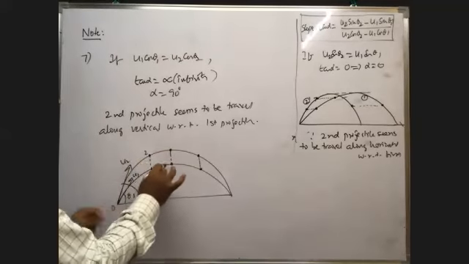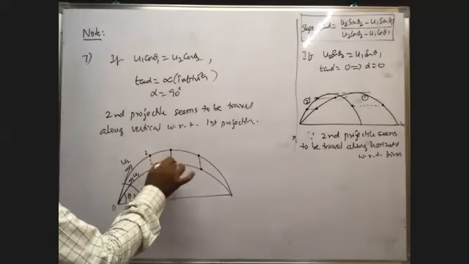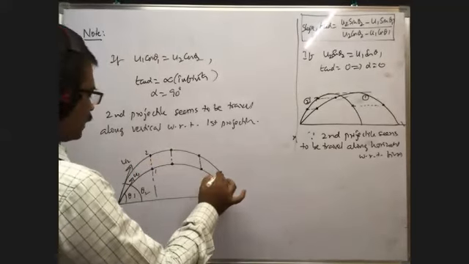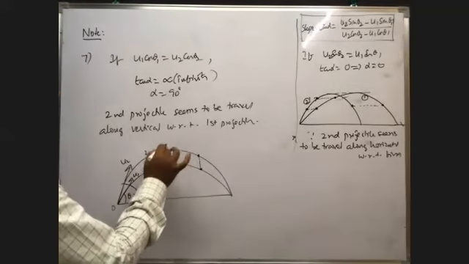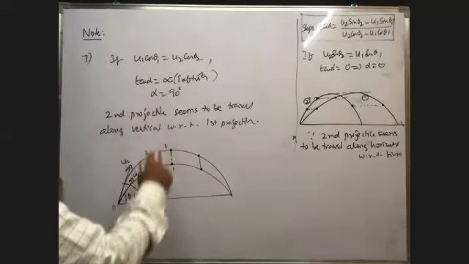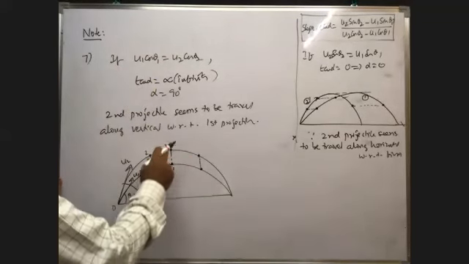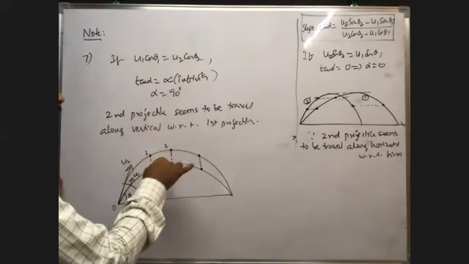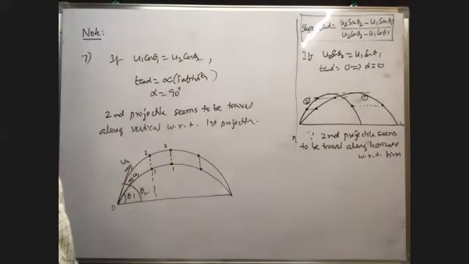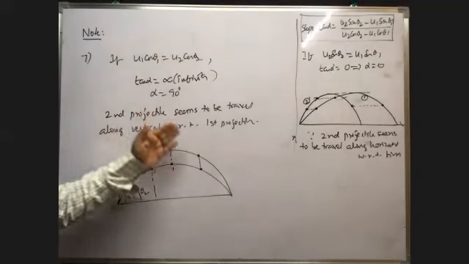Whenever they come to the position here, the distance somewhat increases. Whenever they come like this, the distance between them gradually decreases. That's why with respect to the first projectile, the second projectile seems to travel along the vertical direction. If the separation decreases, the second projectile seems to travel along the vertical direction towards the first. If the separation increases, it moves away from the first. But they seem to travel along the vertical direction.